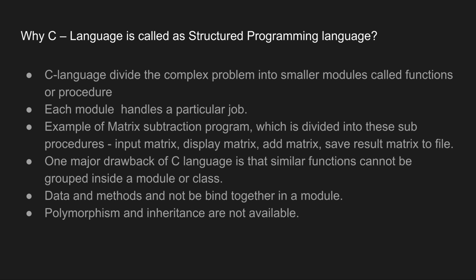The third drawback is that polymorphism and inheritance are not available in C language. So these are the three main drawbacks that caused the existence of C++.